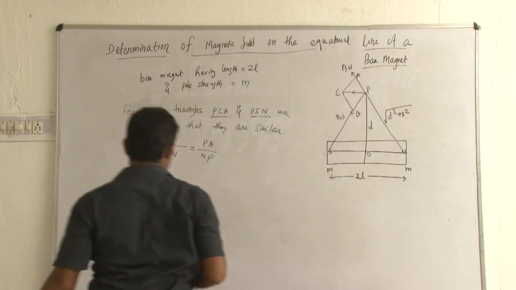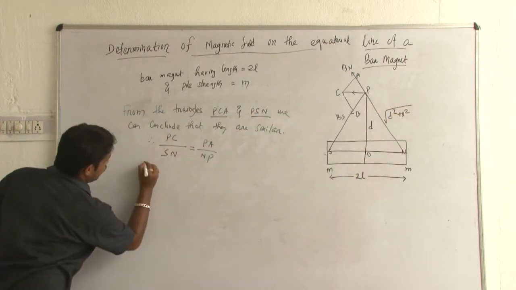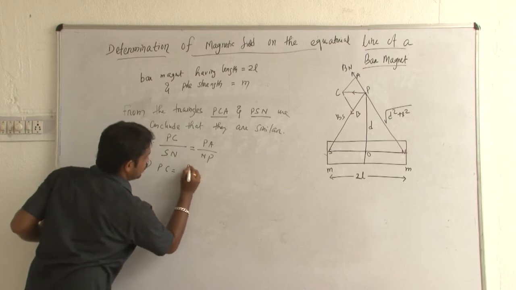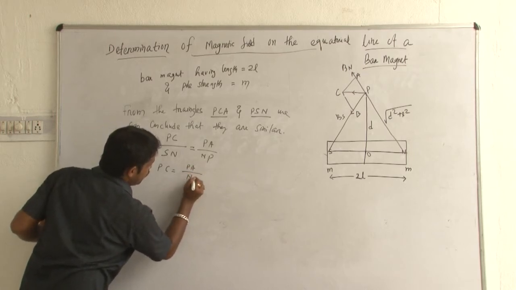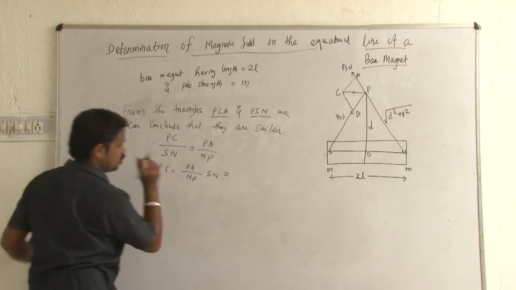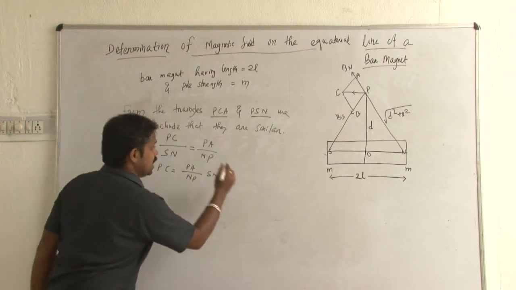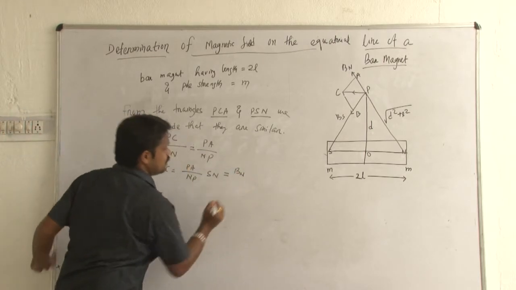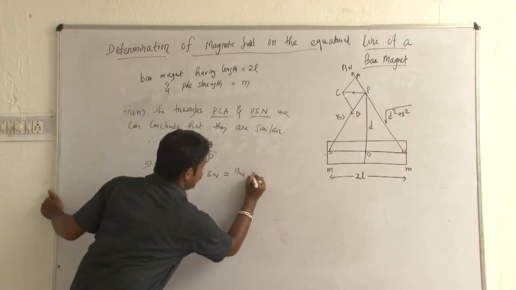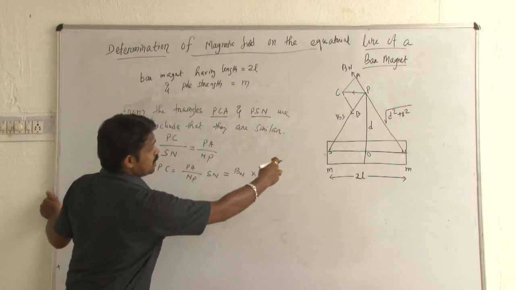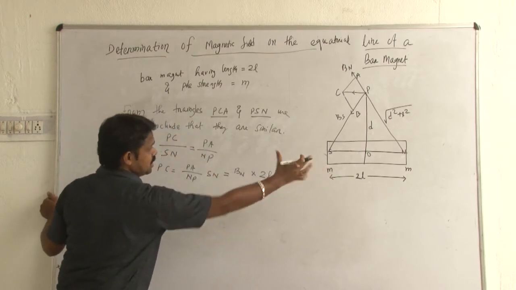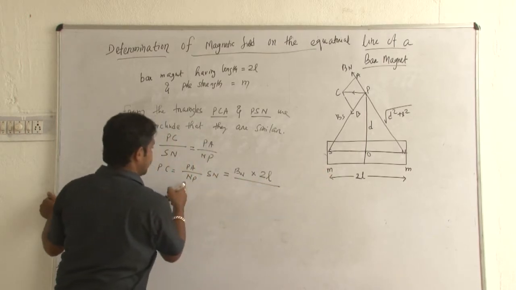Okay, so what is our aim? Our aim is to find out the PC value. So simple. PC is equal to, I can write, PA divided by NP into SN. Okay, so one by one I have to put the values. So what is the value of PA? PA is nothing but the Bn. Very simple. Okay, now into what is SN? Look at here, what is the length of SN? The length of SN is 2l, divided by NP.